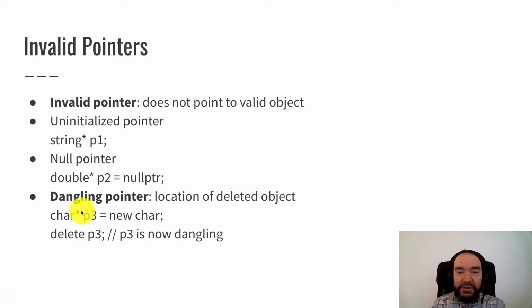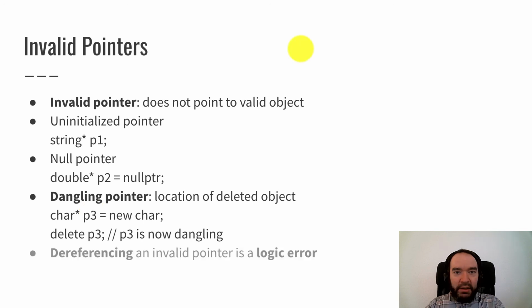I still have the variable p3 in scope, but if I dereference p3, that's undefined behavior because that character object has been freed. Dereferencing an invalid pointer is a logic error. There's three major categories of error: a compile error, a runtime error, and a logic error. So dereferencing an invalid pointer is considered a logic error. That means it's a programmer's mistake when writing the code. That once a pointer is invalid, it's our job to make sure we do not write code that dereferences that.